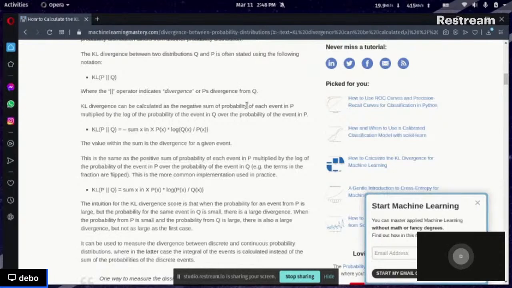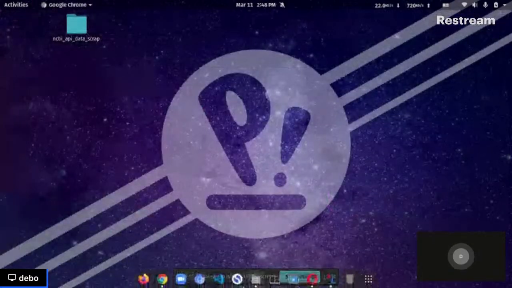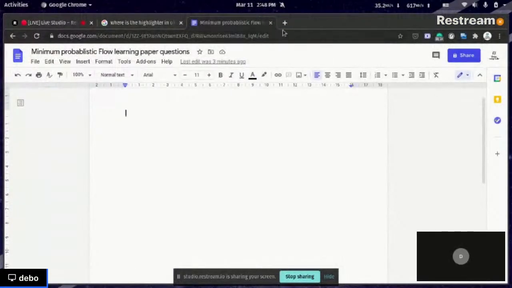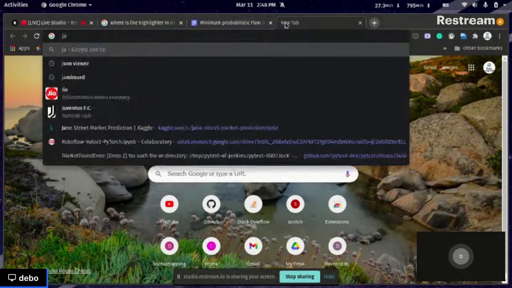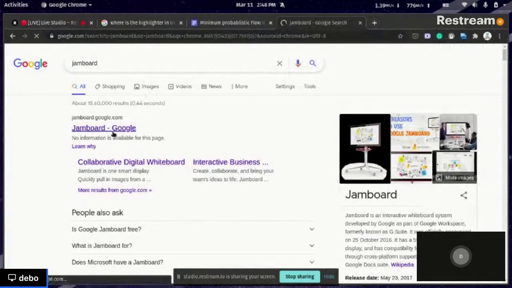Now KL divergence can be calculated as the negative sum of the probability of each event in P multiplied by the log of the probability of the event in Q over the probability of the event in P. So basically, if we try to draw the idea, I think that will be better to understand. So yeah, I'm also trying to learn it. So Jamboard, I will open it.